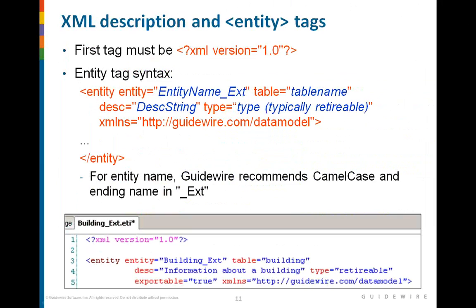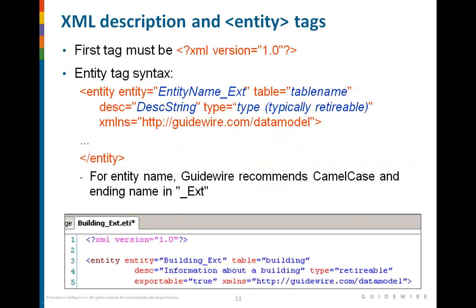And you can see the syntax for entity tags. The first tag must be XML version equal to 1.0. Without this line, it is not a valid XML file. After that, you can see the red color ones. Red color attributes or tags are mandatory ones.